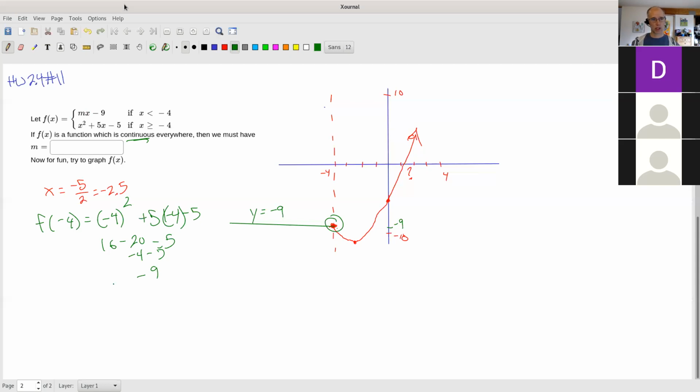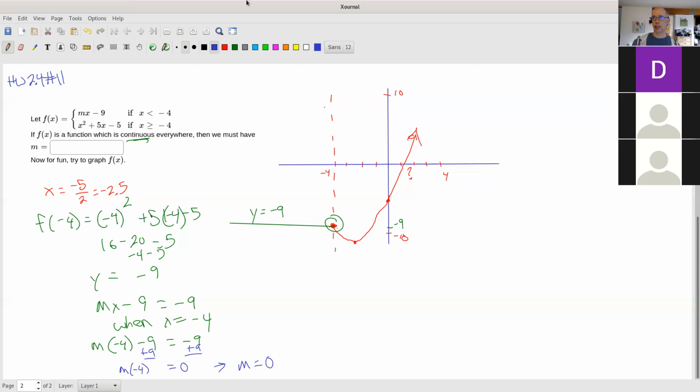So I want my mx minus 9 to be equal to -9 when x equals -4. And the only way that's going to happen, you can kind of see here, is that I want that -9 to stay, so m would have to be 0. But we can plug in -4 and solve anyway if you don't believe me. So m times -4 minus 9, we want that to equal -9. To solve for m here, we would add 9 to each side. And we get m times -4 has to be 0. Dividing by -4, we get m has to be 0 for my version there.